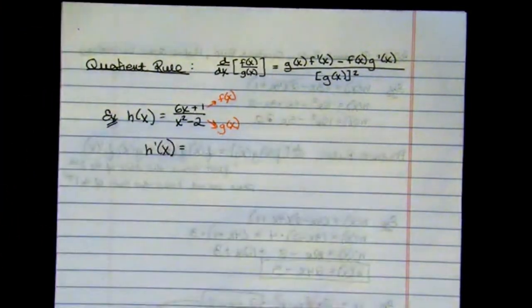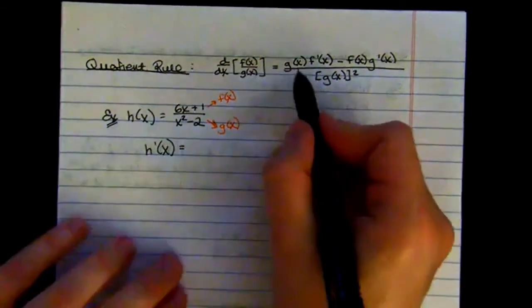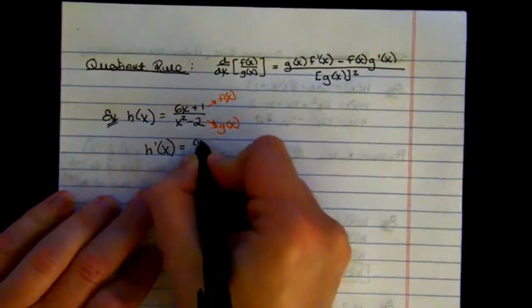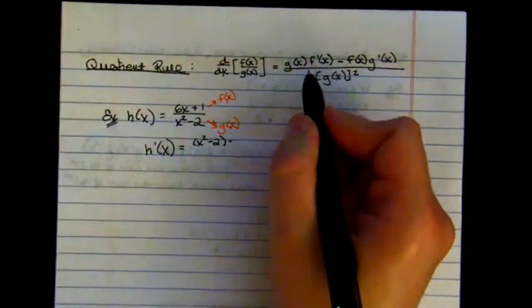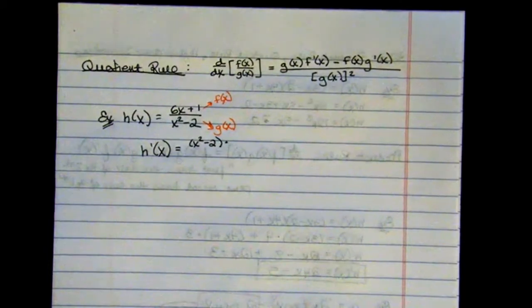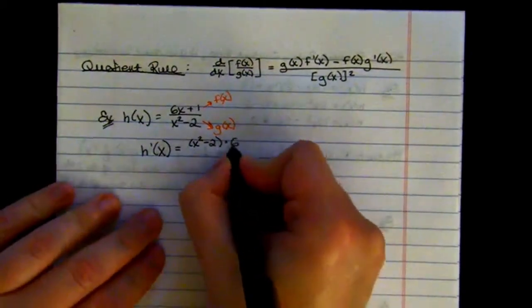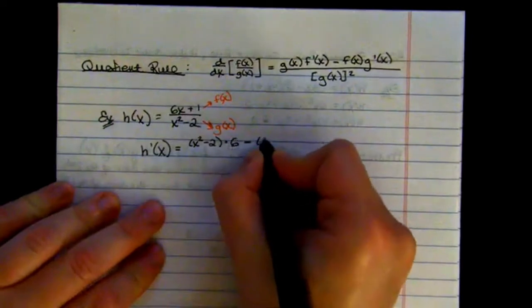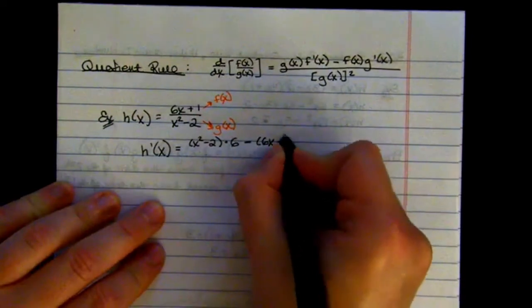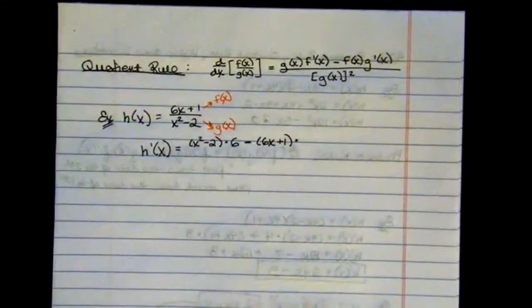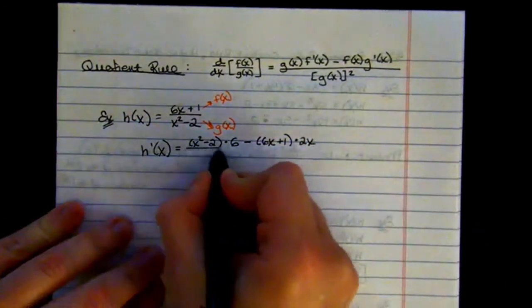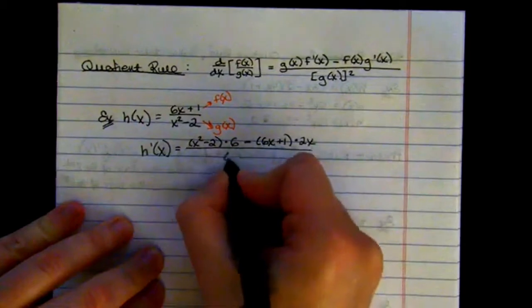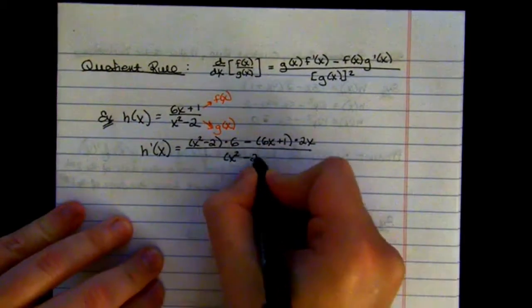Okay, you're going to help me out here. g of x, that's x squared minus 2, times the derivative of f of x. Okay, what's the derivative of f of x? I'm hoping you said 6. Minus f of x, 6x plus 1, times, okay, your turn again. What's the derivative of g of x? Hope you said 2x. And now this is all over g of x, x squared minus 2, squared.